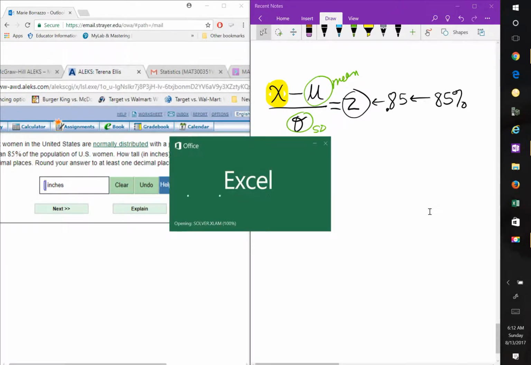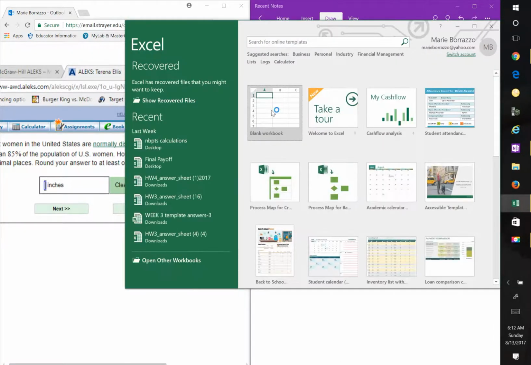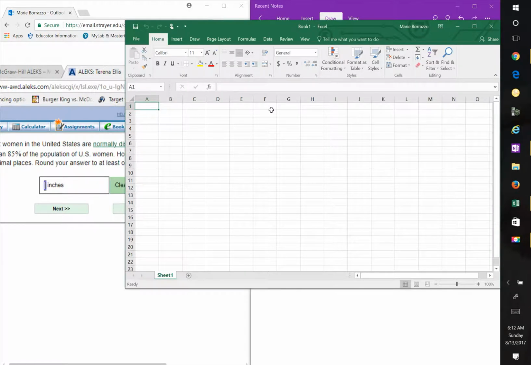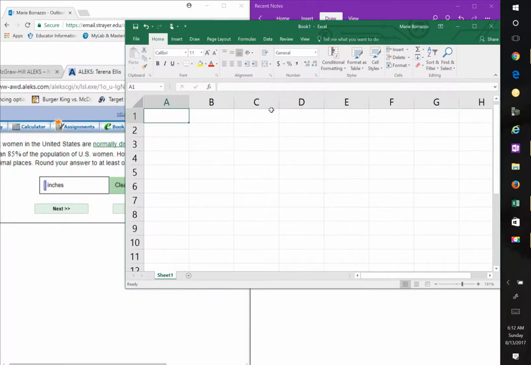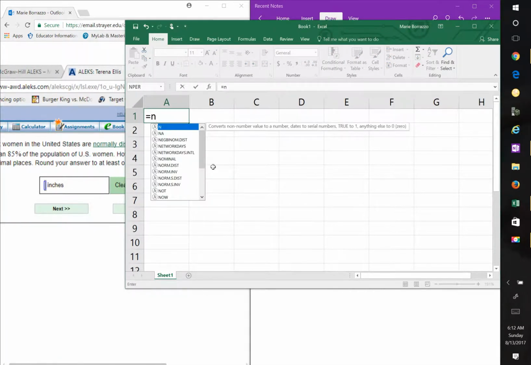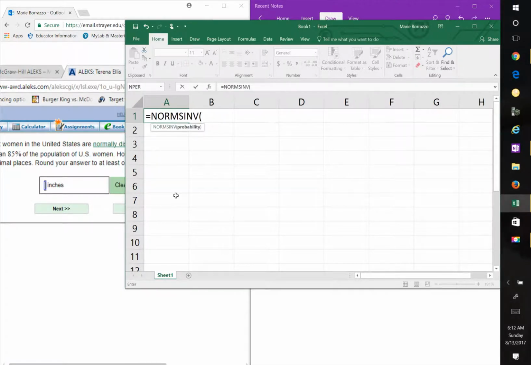It's like the Target commercial, you have to just wait for it to open. Alright, and so we're going to go into one of the empty cells. I'm just going to go into equals, and then I'm going to type in the letter N. And then I'm going to scroll all the way down. You see here where it says norm S inverse without any decimals. Double click on that. And we're going to put in 0.85 and hit enter.